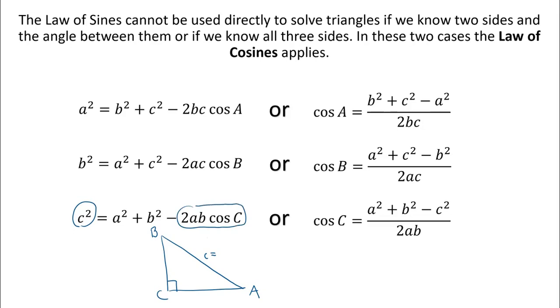This entire portion of the formula is going to be equal to 0. Here's how I know. Angle C is a 90-degree angle. Cosine of 90 is 0. 0 times negative 2ab is just 0. So in the case of a right triangle, what are we left with? We're left with just c squared equals a squared plus b squared, which is the Pythagorean theorem.